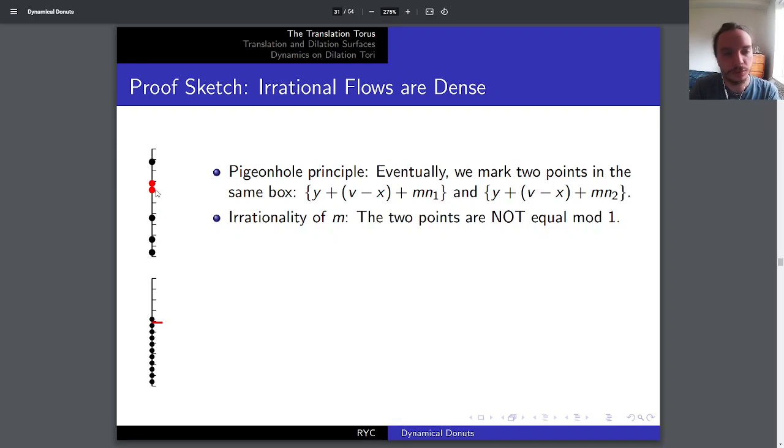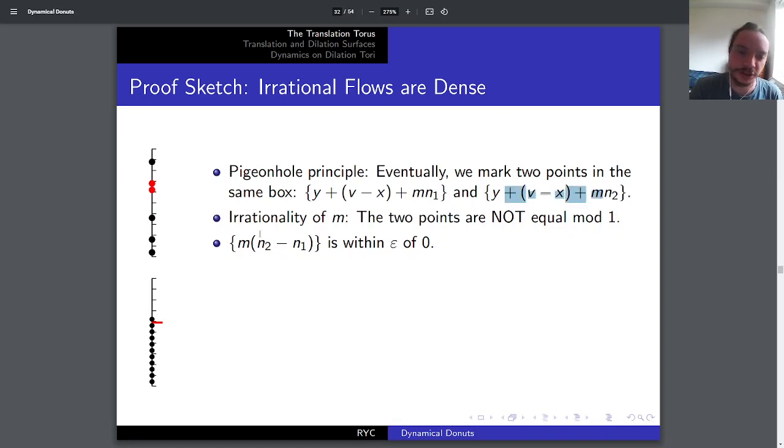Okay? This is also why we couldn't have ever come back to where we started. You can do a similar argument to show that m, therefore, would be rational if you did come back to where you started at some point. All right? So, you never come back to the same point twice, but you do end up having 2 points that are in the same box. So they're epsilon away from each other, but they're not 0 away from each other. Well, all right, now let's subtract the points.